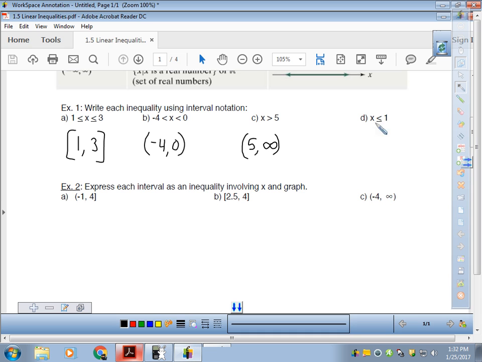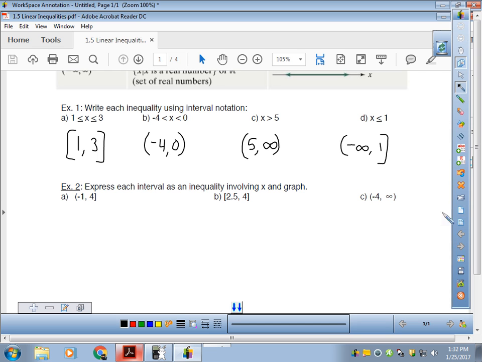All right, and then D, we've got X is less than or equal to 1. If it's less than 1, then that means it starts at negative infinity, and it goes all the way up until 1. Negative infinity is always excluded, so it's a parenthesis. For the 1, because this has an equal to on it, we will include it, so we will put a bracket on it. And so that would be our interval.